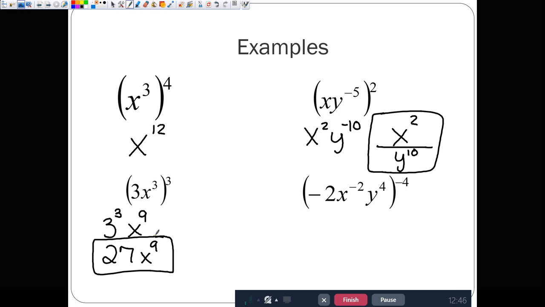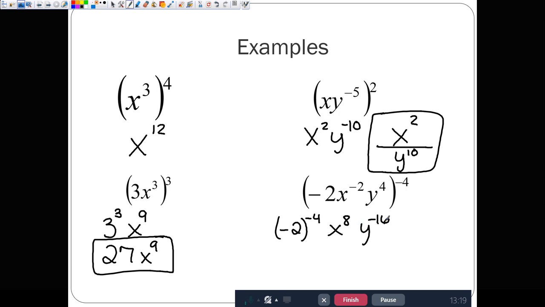So we're basically distributing out that exponent on the outside. My negative 2 is going to be raised to the negative 4th power. My x is raised to the negative 2nd, which is going to be multiplied by negative 4, which is positive 8, right? And then y, 4 times negative 4 is going to be negative 16.